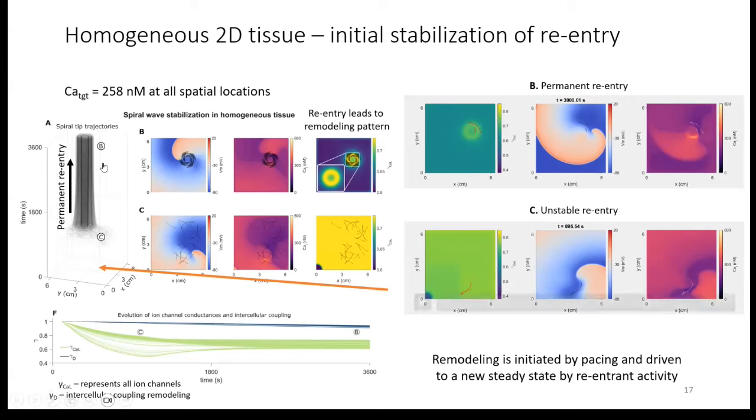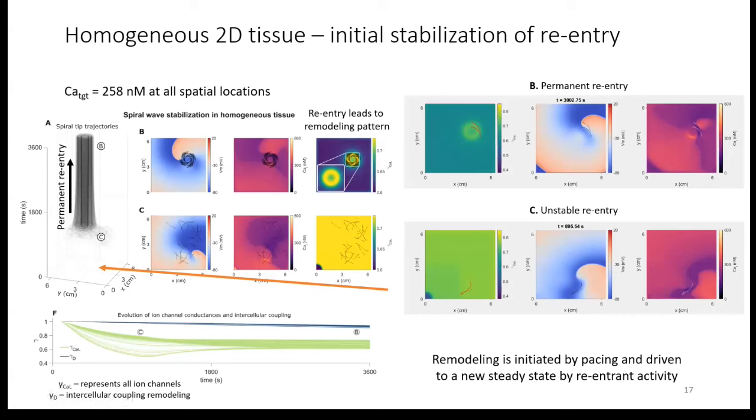And once you get enough re-entry, you get a stable spiral wave. After 1 hour of pacing, you get the spiral wave that just does this on its own. The most interesting thing here for us is that because the spiral wave is localized, in this spot, it creates a remodeling pattern on the underlying tissue.